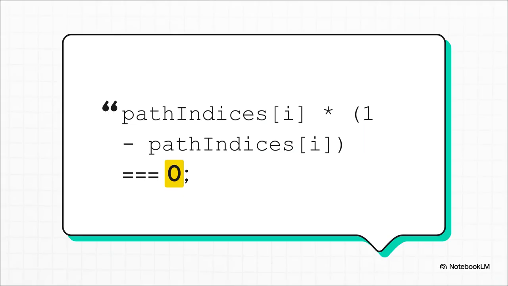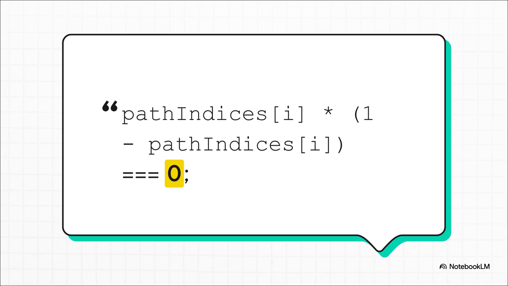But wait, how can the code actually trust these directions? I mean, what if someone tries to trick it? Well, it uses this really clever mathematical constraint. You see, the equation x times (1 minus x) equals 0 is only true if x is either 0 or 1. There are no other possibilities. By forcing this rule, the code guarantees the path can only be made of left or right turns.